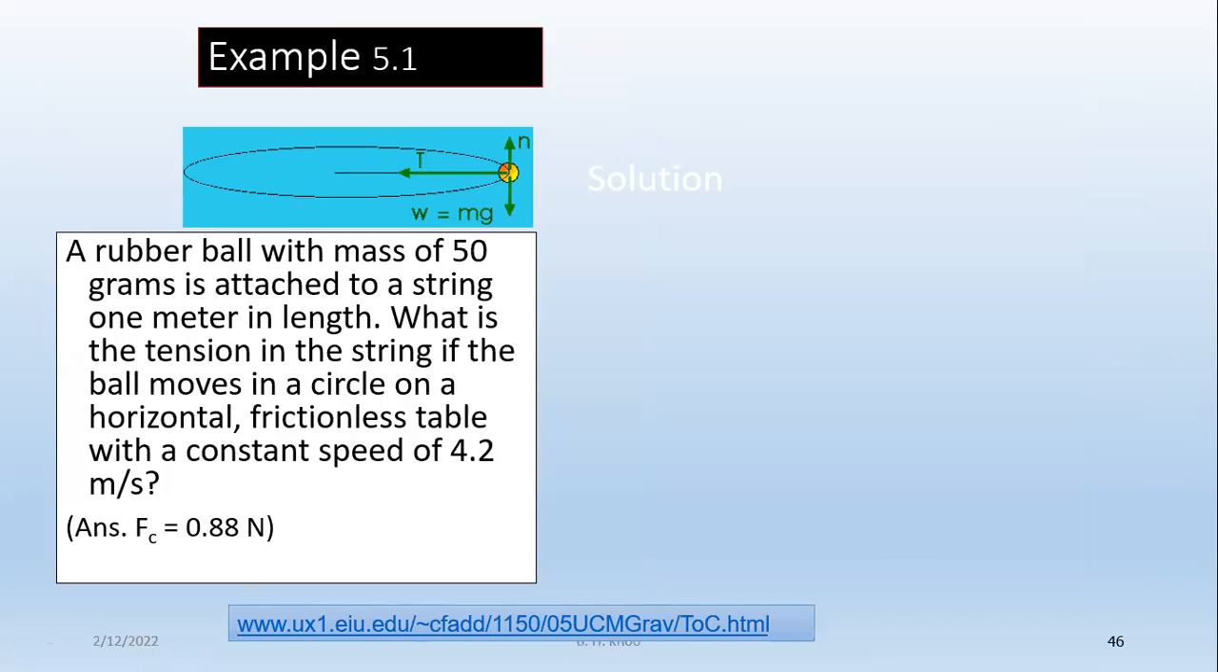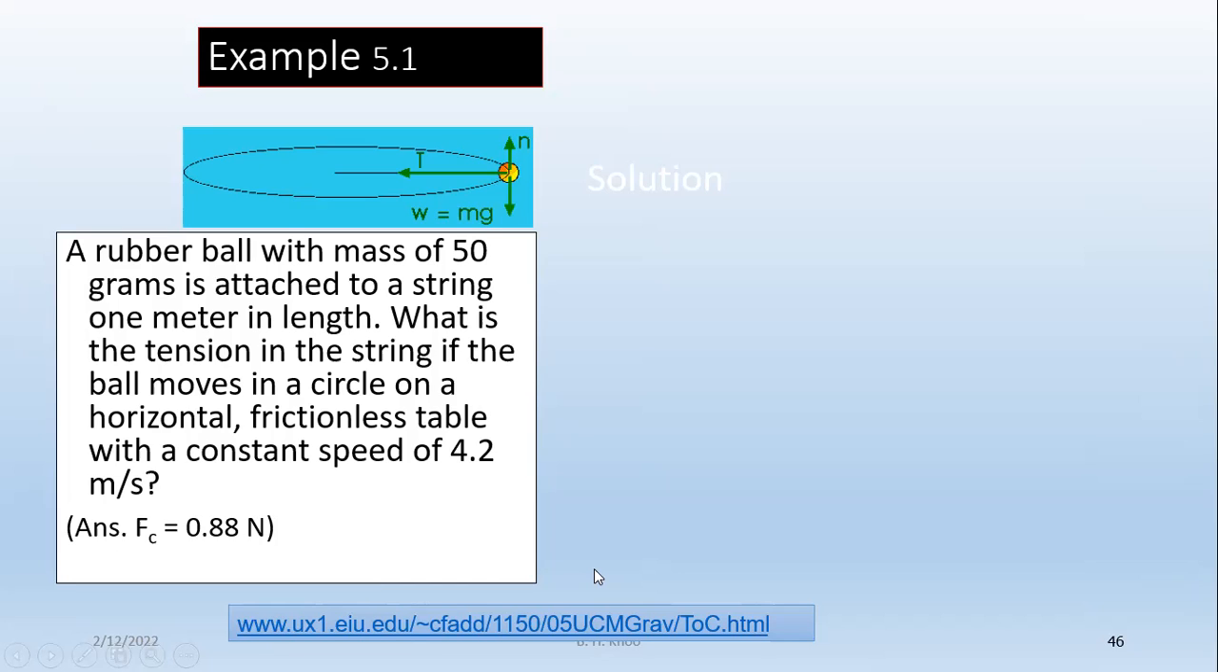Okay, try this one. See whether you can get the answer. You can get the answer means you're right. A rubber ball with mass m is attached to a string 1 meter in length. What is the tension in the string if the ball moves in a horizontal circle, frictionless table, with constant speed 4.2 meter per second?